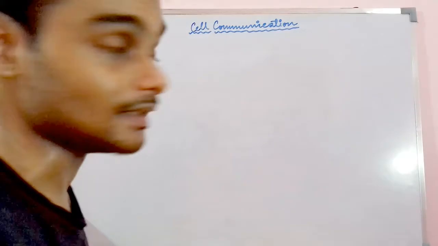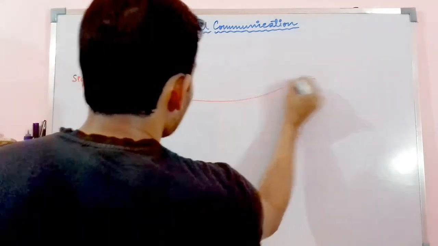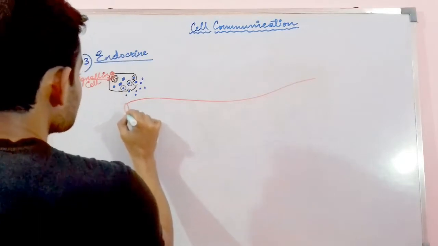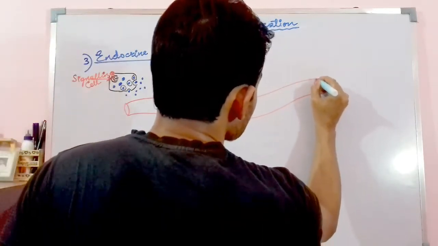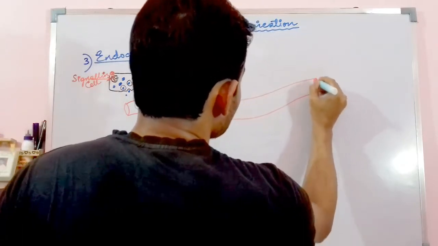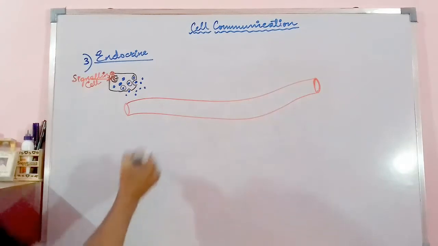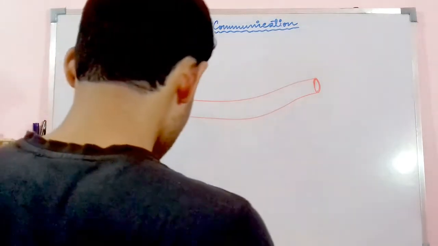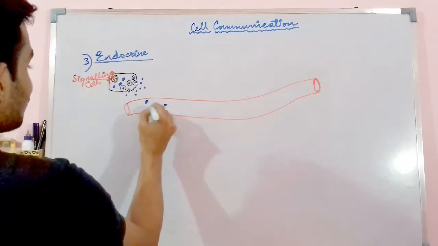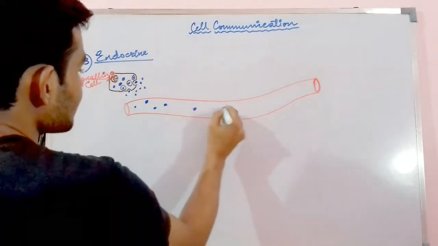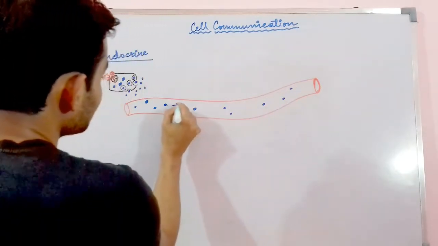How does this hormone travel to the distant cell? These hormones will take the pathway of blood vessels. In case of endocrine signaling, it is different. As it is migrating to a distant cell, it will travel through the blood vessel present here. Okay, the protein molecules or whatever it is will travel through the blood vessels to the target organ.